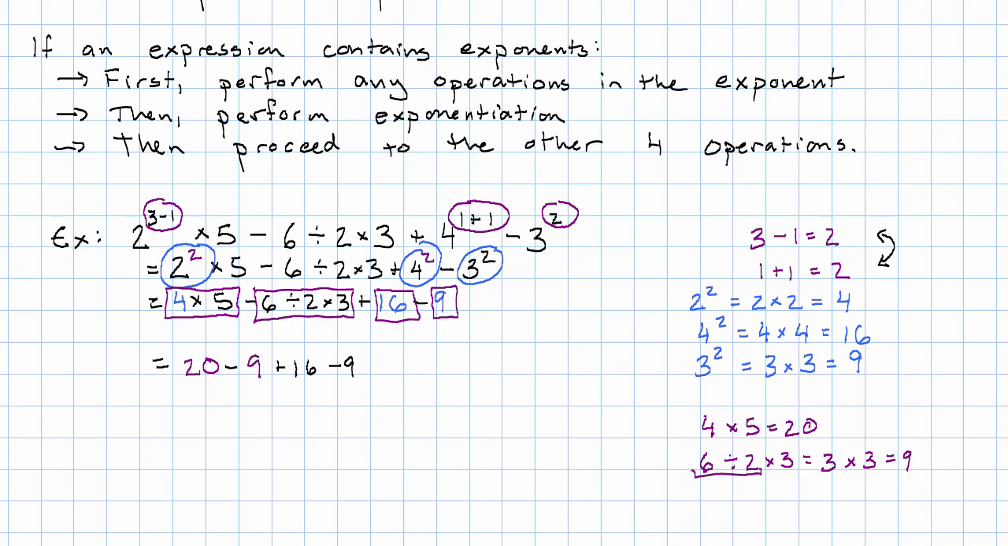Now my expression only has addition and subtraction in it. I'm going to do the addition and subtraction going from left to right. 20 minus 9 is 11. 11 plus 16 is 27. And finally, 27 minus 9 is 18. That whole long expression ultimately evaluates to 18.